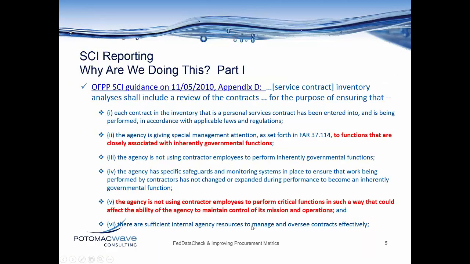Okay, and that means that you get an email. The contractor's going to get an email like I got. We're required to go into SAM, and we'll look at what we report a little later. Okay, why are we doing this?